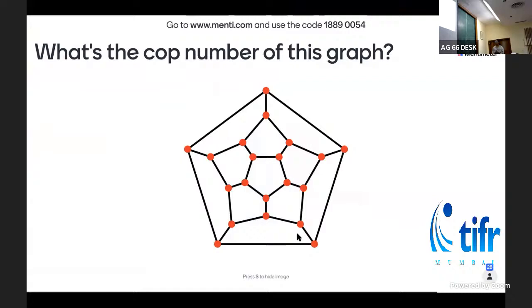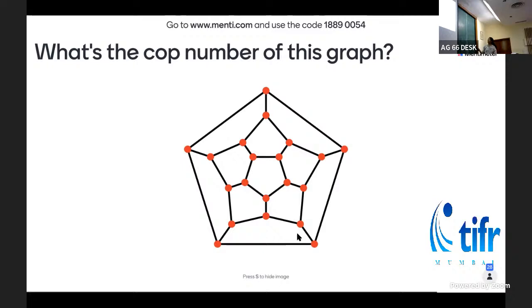Right, so you're saying position the 5 cops initially on the innermost pentagon, and then have them all move to the next layer. Okay. Right, so if all the cops are on the inner pentagon, then the robber cannot be in the second layer, although I'm not sure if the robber can be at a vertex here and somehow make his way back in. I don't know if that makes sense.